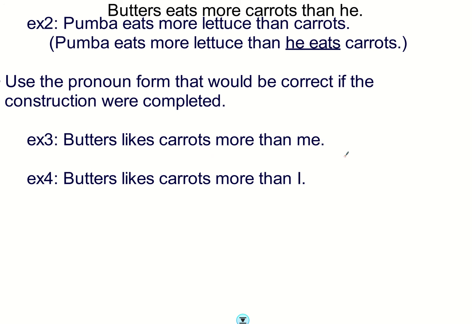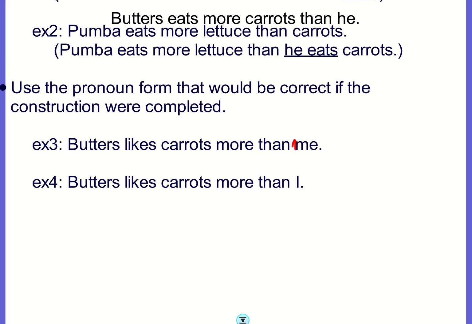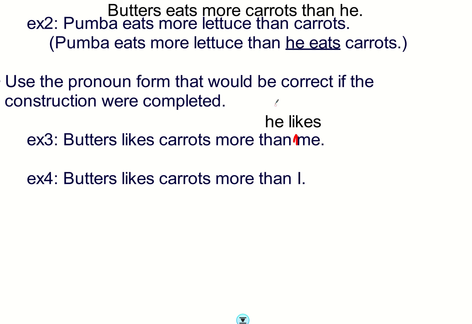So Butters likes carrots more than me. What this is saying, if we put our little carrot in here, a different kind of carrot. If you say Butters likes carrots more than me, you're implying Butters likes carrots more than he likes me. The reason why it's me in that sentence is because he is the subject and likes is the verb, and me is supposed to be a direct object.